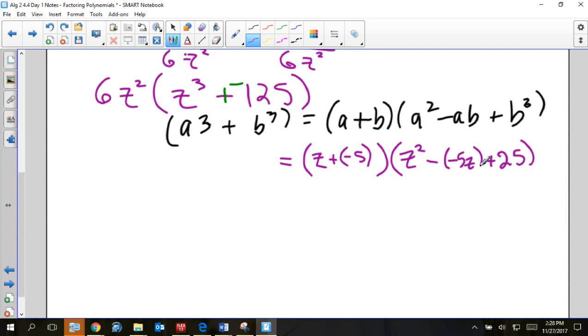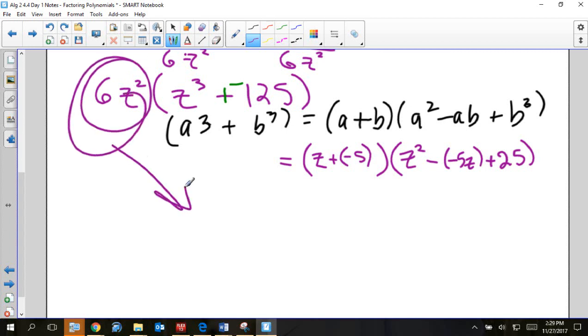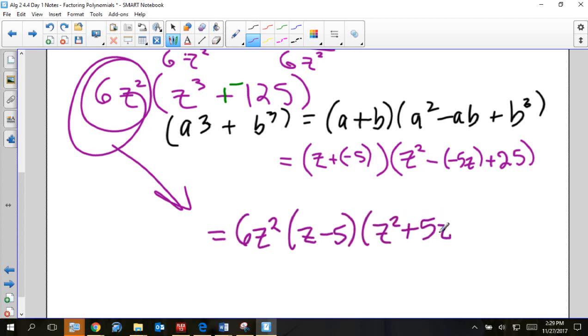We'll simplify it. I'm going to put my GCF in front because we don't want to forget about that. That's part of it. 6z squared times z minus 5 times z squared plus 5z plus 25. Oh, that was fun.